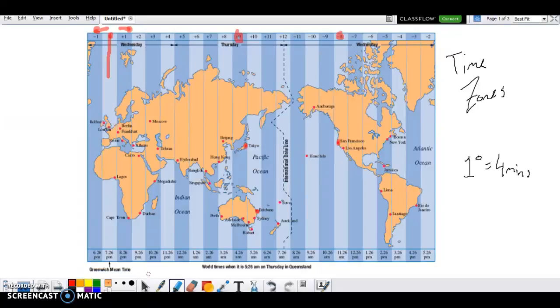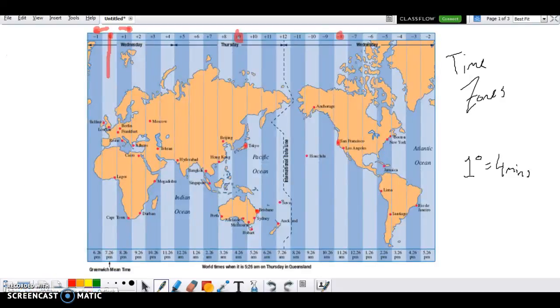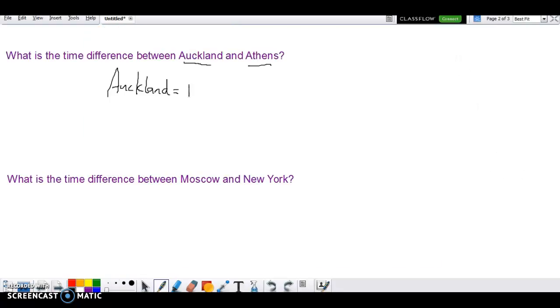So let's do a couple of questions. What is the time difference between Auckland and Athens? Okay, well, here we go. Let's write this down. Auckland. I'm going to write down what its time zone is. So let's have a look. Auckland is in New Zealand. It's right here. We'll go up, and it's plus 12.